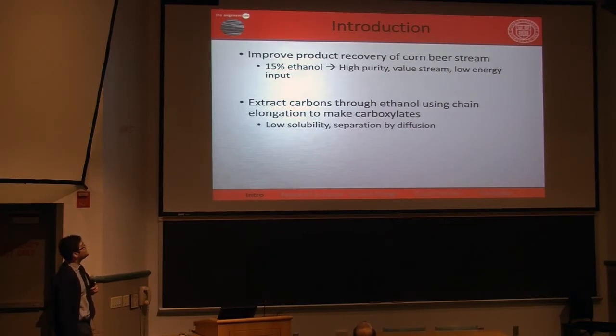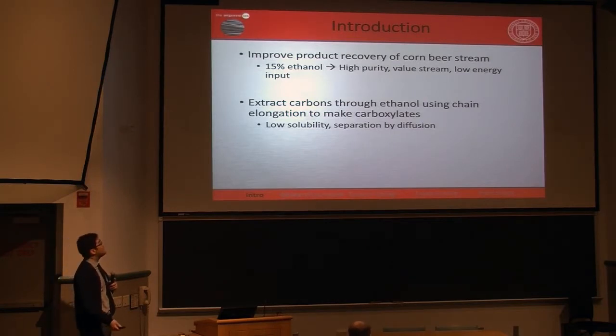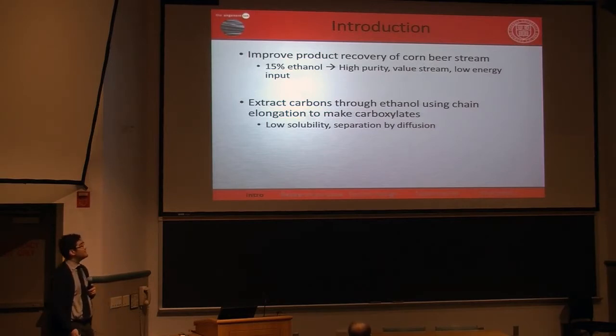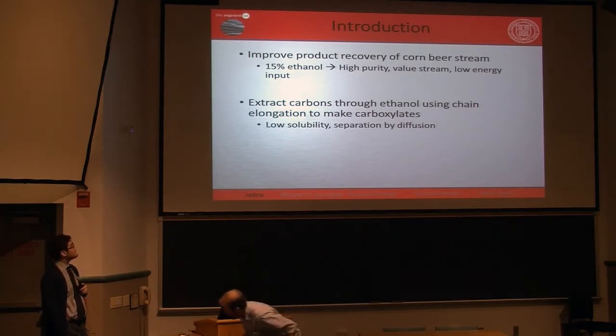So what we're proposing to do in the Engineering lab is to improve this product recovery from the energy on corn beer streams by converting this 15% ethanol stream into something with a higher purity, something that's easy to separate out and use much less energy. And the way that we're proposing to do that is to extract carbon from the ethanol that's in these streams using chain elongation to make carboxylates.